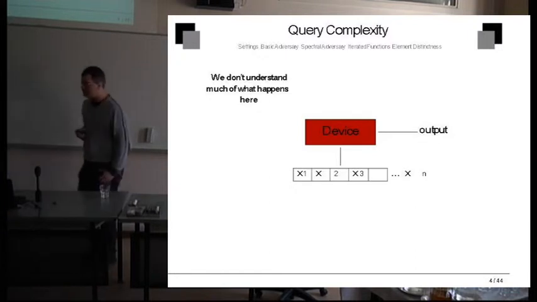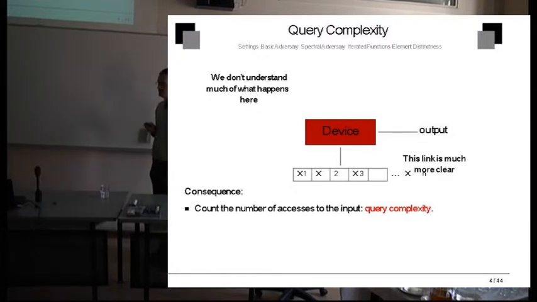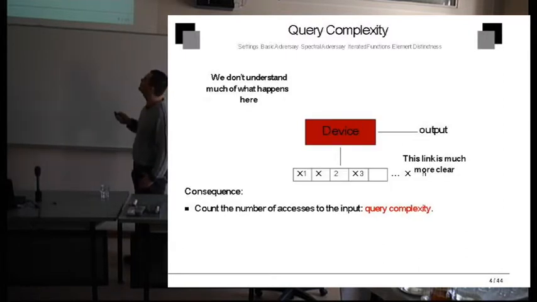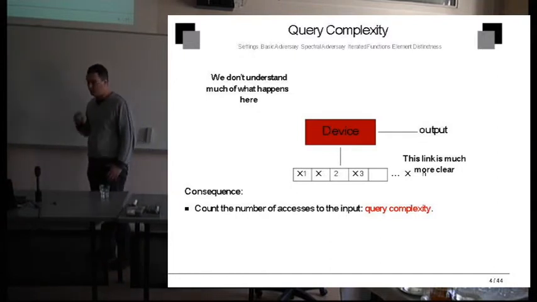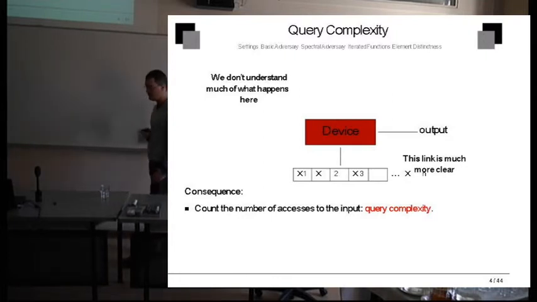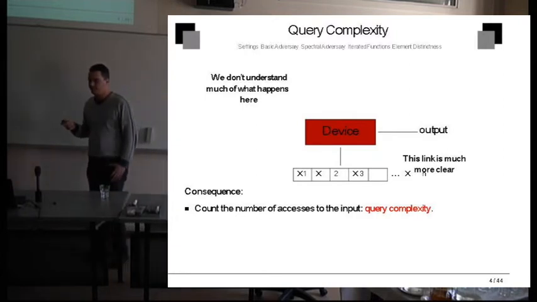And so one of the techniques is to not really look at what the device is doing, but only look at the link of the device with the outer world, so the input, and to detect and see what's going on when the device actually communicates with the input. And the consequence of that is that instead of counting the time complexity, so the number of elementary operations the device requires to solve the problem, we only count the number of queries to the input, and this is called query complexity.